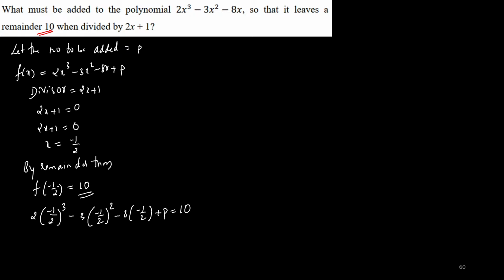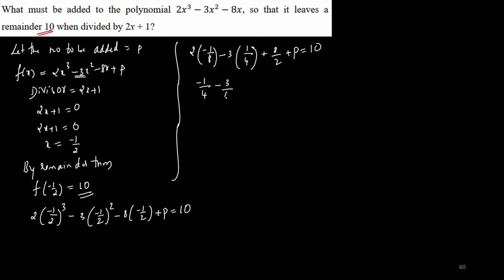So here f of x is this much. So now x to be replaced by minus half. So 2 into minus 1 by 2 the whole cube minus 3 into minus 1 by 2 the whole square minus 8 into minus 1 by 2 plus p equal to 10 I am going to get. So now in this, when I simplify this, I can write this one as 2 into minus 1 by 8 minus 3 into plus 1 by 4, plus of 8 by 2 plus p equal to 10. So here I am going to get it as minus 1 by 4 minus 3 by 4 plus 4 plus p is equal to 10.